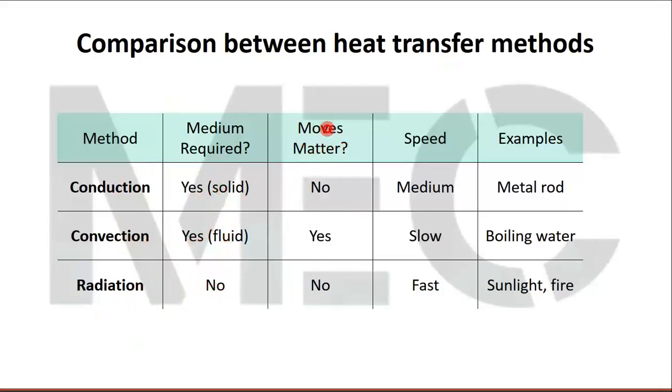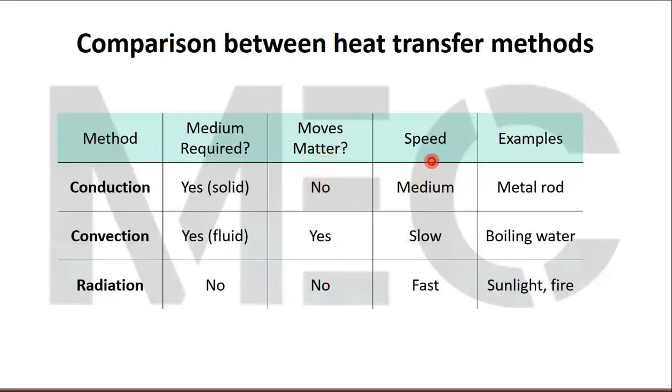Does any material move in these heat transfer methods? In conduction, no, only particles move. In convection, yes, because, for example, in the wind or breeze at the sea or beach, the air itself moves, the material itself moves. And of course, in radiation, no movement is needed. Only electromagnetic waves, which are not matter, move and carry the energy.